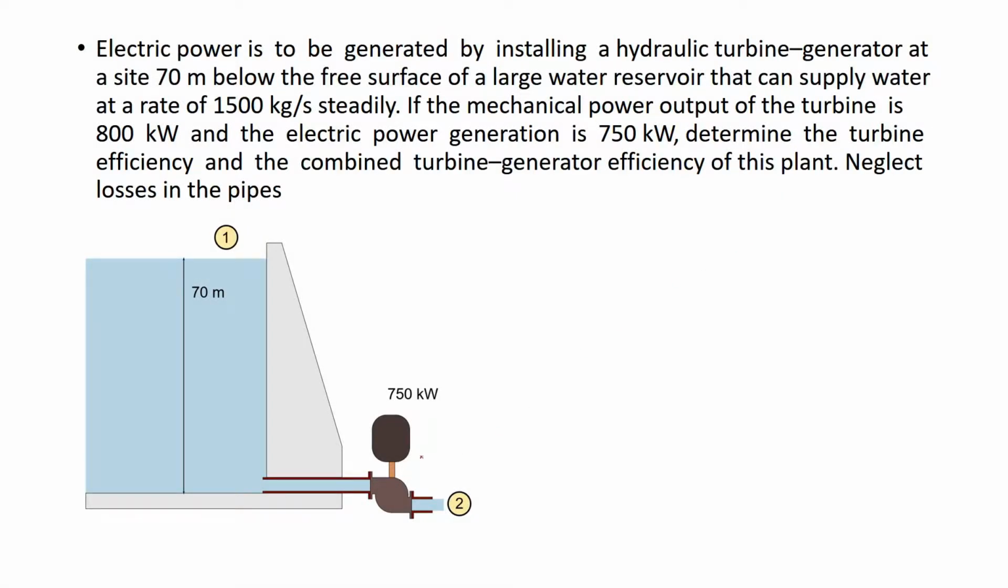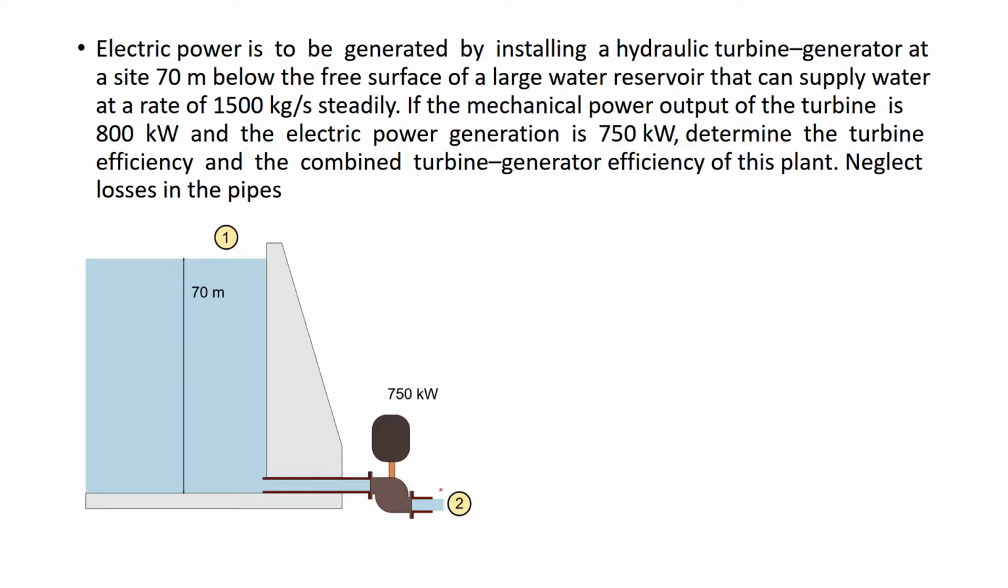Now in this problem, we have to calculate the efficiency of the turbine and the efficiency of the turbine-generator combined system. When you look at the problem, you can see that the electrical energy output from the generator is given, and also the mechanical energy output from the turbine is given. So the generator takes this mechanical shaft energy from the turbine and converts it into electrical energy. So we should be able to easily calculate the efficiency of the generator.